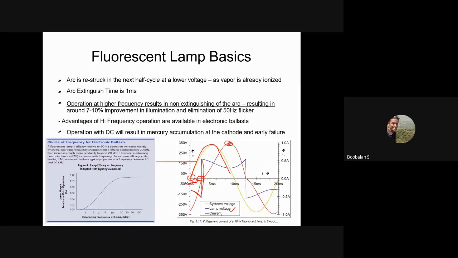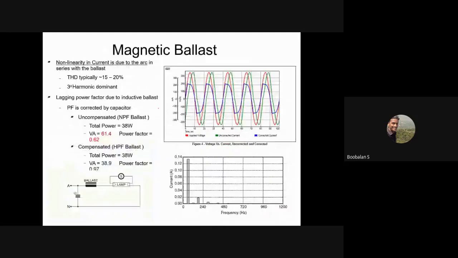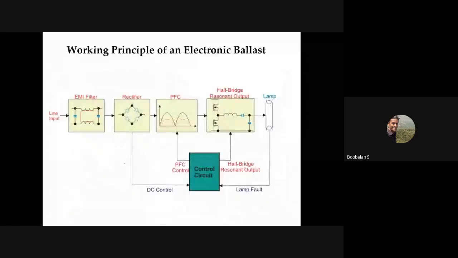So actually, what they do nowadays is we have the electronic ballast. We are just using the same type of mechanism. So we'll see the electronic ballast here. This is the electronic ballast block diagram, right? So we'll have the electronic ballast over here, and the line input voltage we are just going to give.